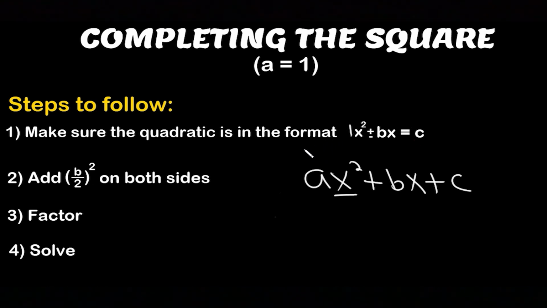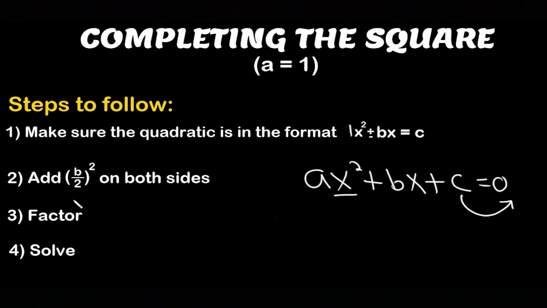But just focusing on this video, again, step 1, make sure the quadratic is in the format x squared plus or minus bx equal to c. So again, we have to move that constant over to the right-hand side. So if you look at my equation here in standard form, technically it's equal to 0. So what you need to do here is move this constant term over to the right-hand side and also make sure that your a value is equal to 1. Okay, that's what you have to do before you even complete the square.